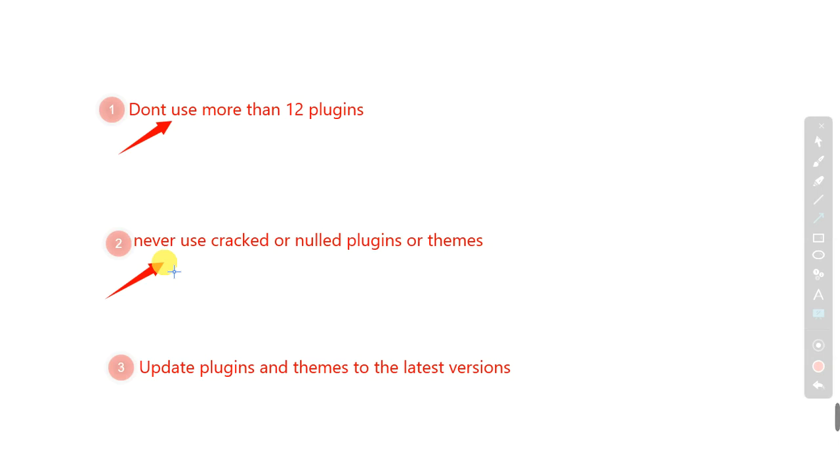Try to use premium ones, and update all your plugins and themes to the latest versions, otherwise there is a chance that malware and viruses can access your website. So these three rules are very important if you consider high input output usage.